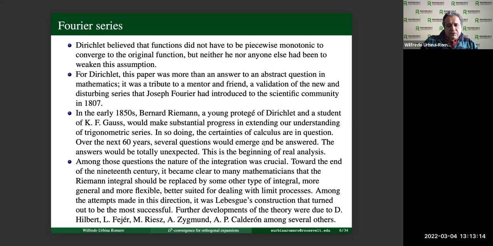And then something that was clear is that the nature of the integration was crucial, right? So it became clear that the Riemann integral should be replaced by something more flexible, precisely because you need to deal with limiting processes. So important names besides Lebesgue are Hilbert, Fejér, Marcel Riesz, Zygmund, and Calderón. Okay, so this is like a general framework.